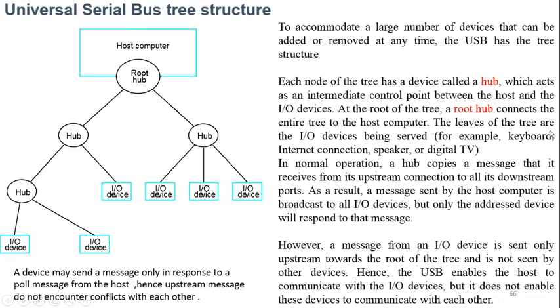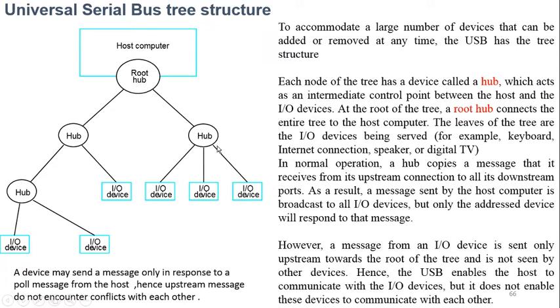Okay, the leaves of this tree are IO devices. For example, all these IO devices like keyboard, internet connection, speaker or digital TV come as the leaves of various hubs. And these hubs are present as the intermediate nodes of this tree. Root hub is the root of this tree, which acts as an interconnecting point of this USB cable or USB interface with the host computer.